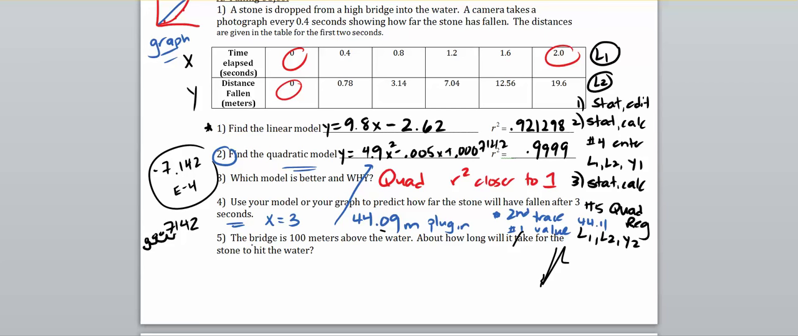All right. So the same thing when the bridge is 100 meters above the water, how long will it take for the stone to hit the water? Well, 100 meters is going to be my distance, and distance is my y. So I'm going to take the equation that I want to use, which is my quadratic.